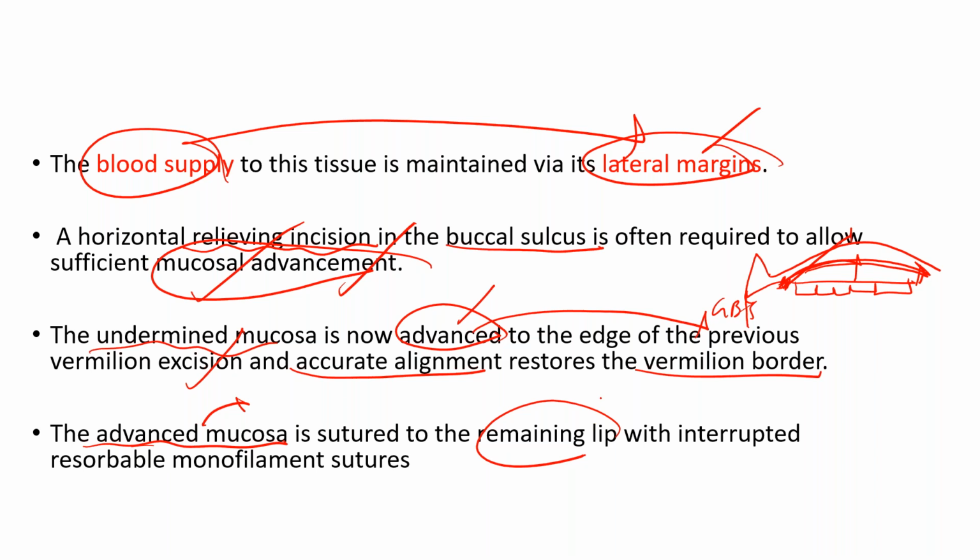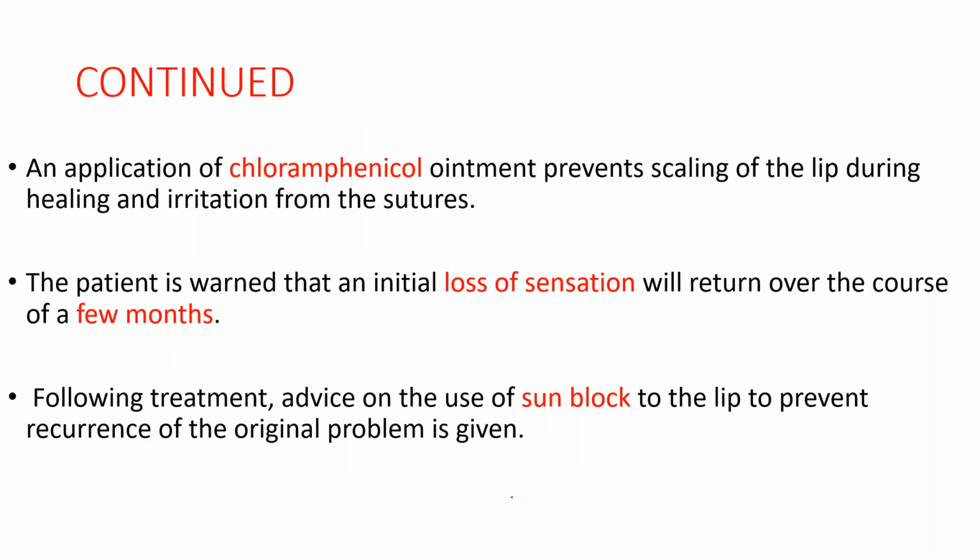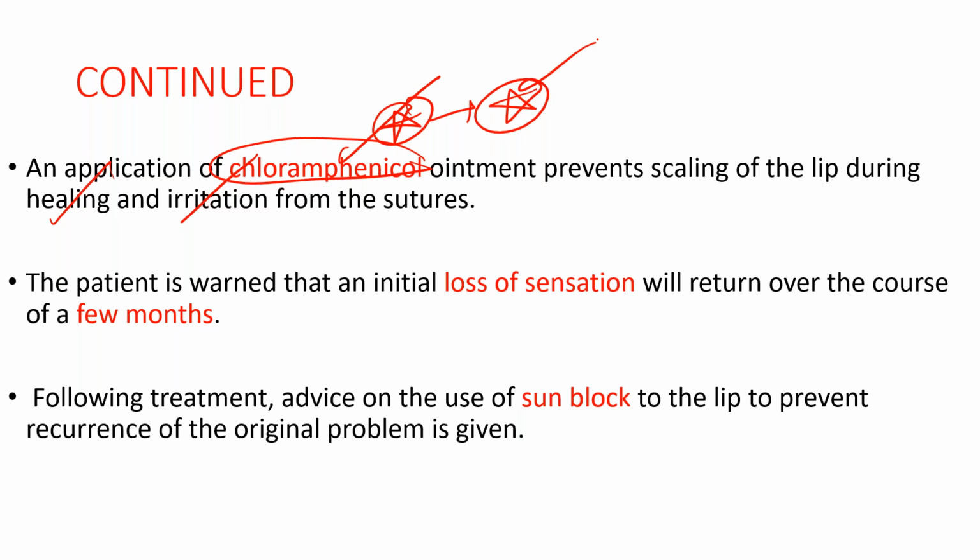It is sutured to the remnant lip with absorbable, interrupted resorbable monofilament sutures, like catgut. For example, you can use catgut. Chloramphenicol ointment is always helpful for healing and irritation from the sutures. What is the ointment that you give? Chloramphenicol ointment. Just remember, for any suture problems, you can go for chloramphenicol ointment.